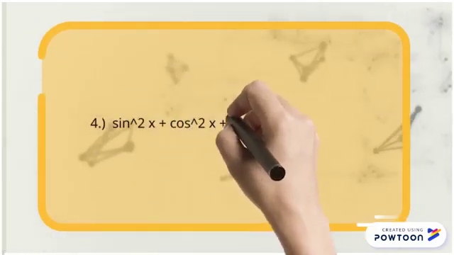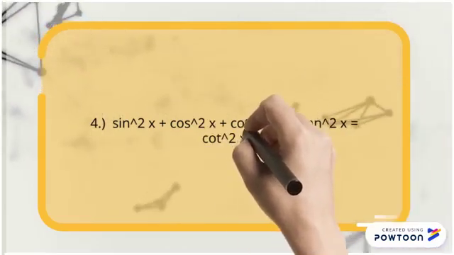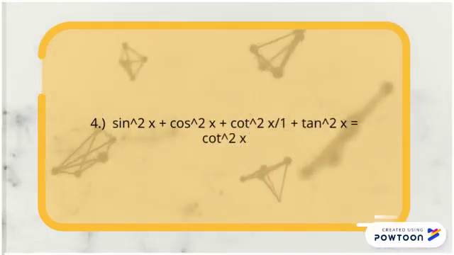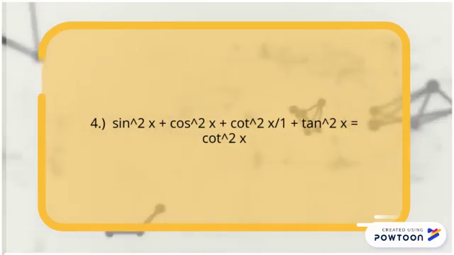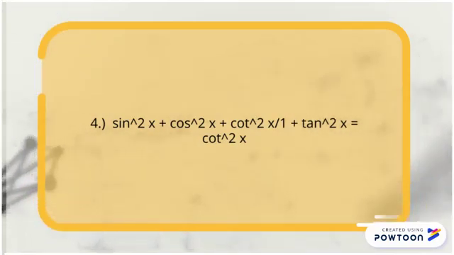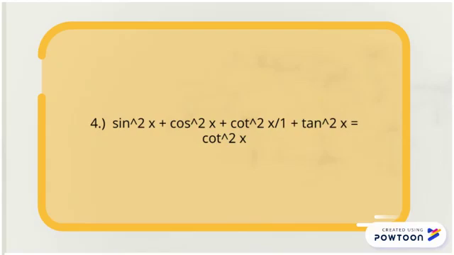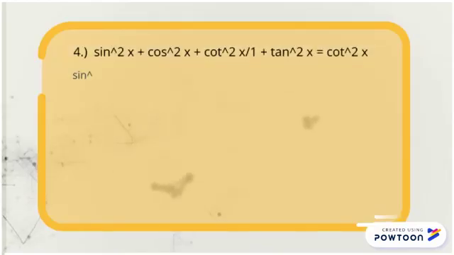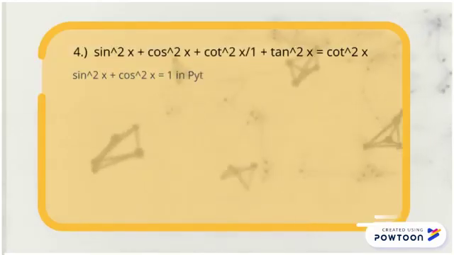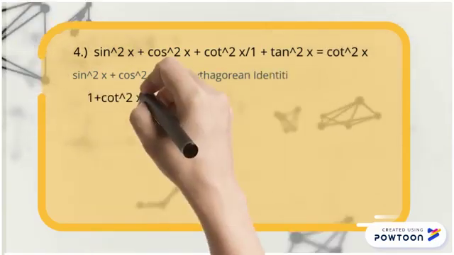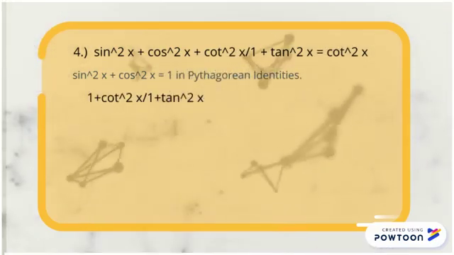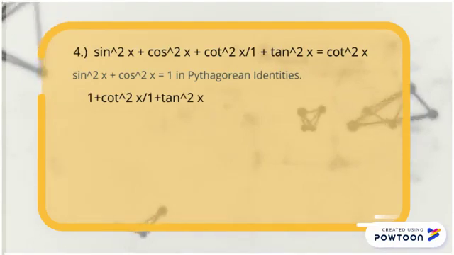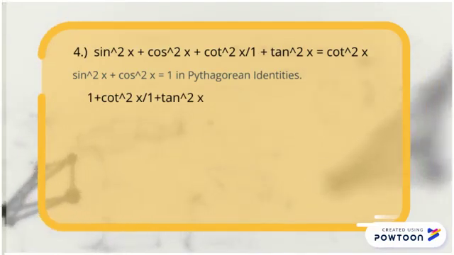The given is sine squared x plus cosine squared x plus cotangent squared x all over 1 plus tangent squared x equals cotangent squared x. First thing to do is to simplify the identity. Sine squared x plus cosine squared x is 1 in Pythagorean identities. It will be 1 plus cotangent squared x all over 1 plus tan squared x.